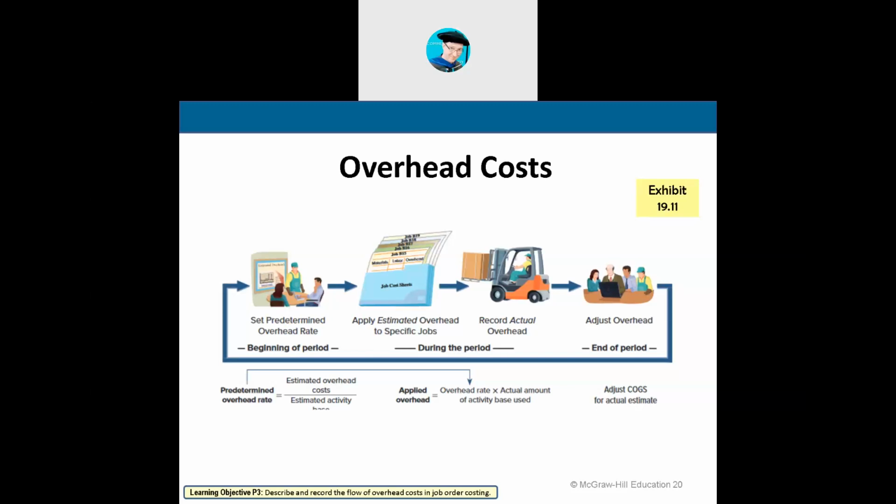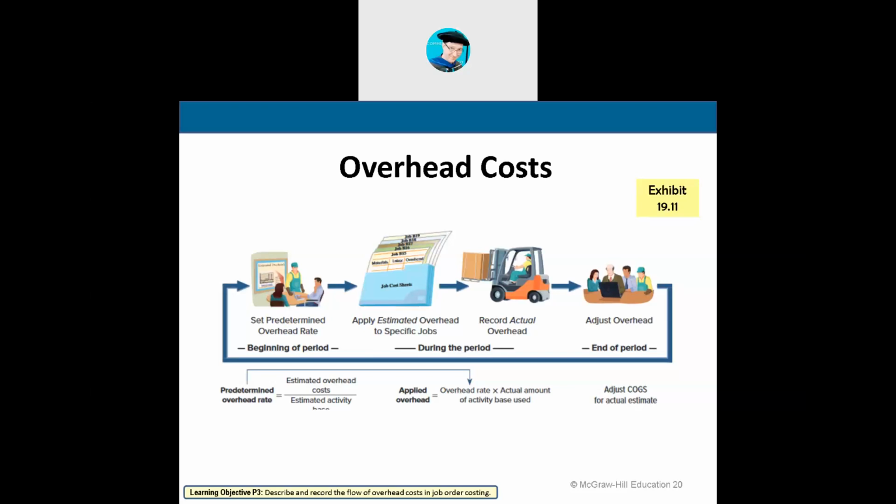Predetermined overhead rate is set by taking estimated overhead costs, usually total factory overhead, divided by the estimated activity base. In this case, we'll say the activity base is direct labor. So direct labor, we're going to say is 1,000 hours or whatever. So total overhead cost divided by the 1,000 hours gives me the predetermined overhead rate of 1.6. And we're going to say that's 160%.